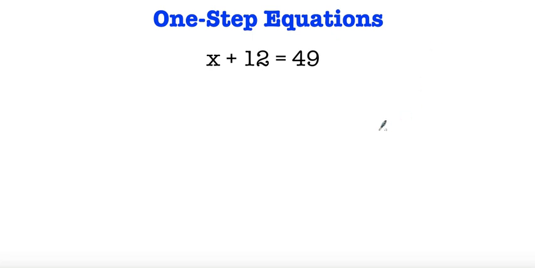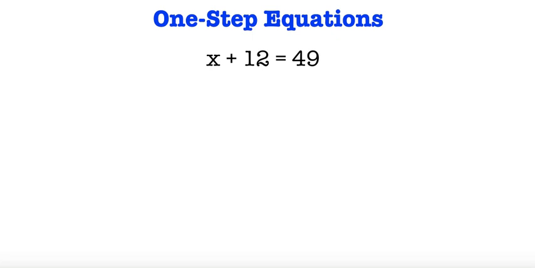Hello mathematicians! Today we're going to be learning about one-step equations, and in this video we're going to be using the inverse additive property. So here we have x plus 12 is equal to 49. Our goal is to isolate x so that we can know the value of x.